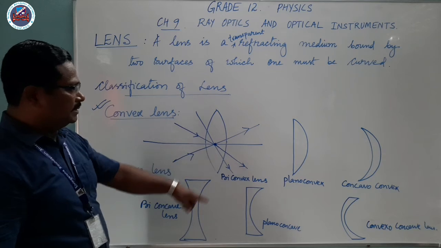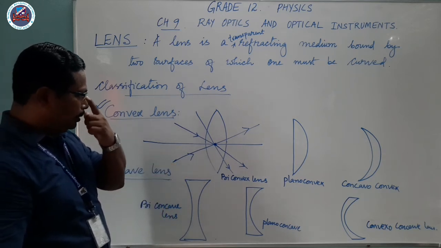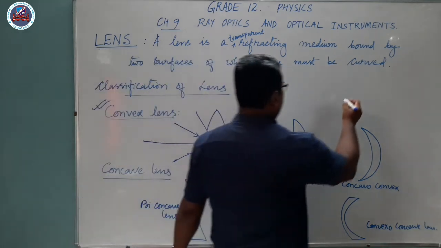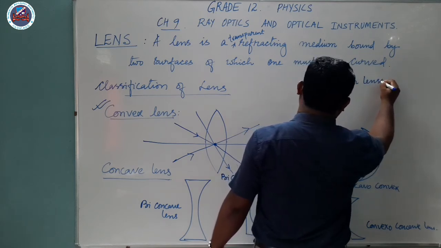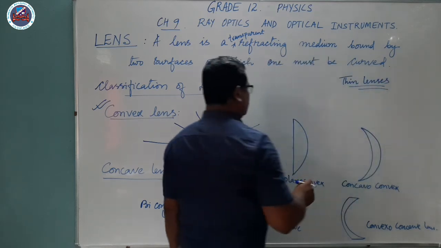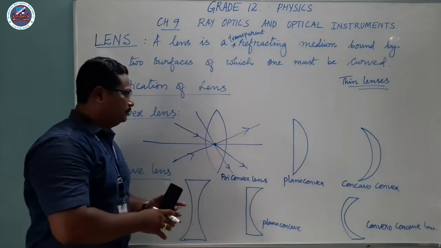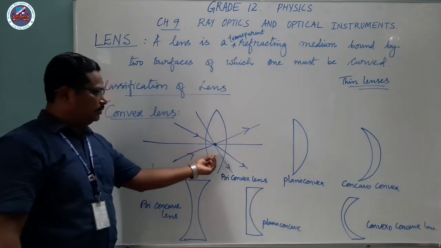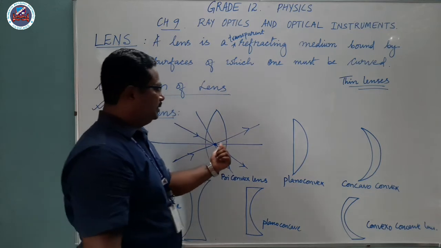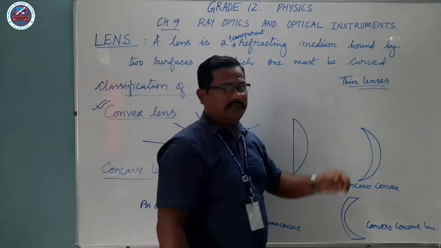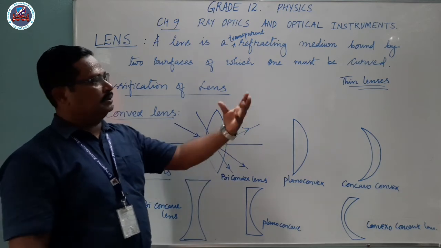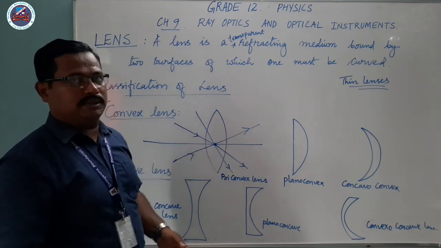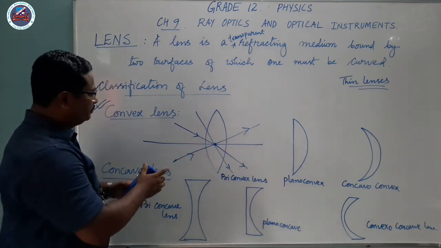And all these lenses that we are talking about are thin lenses. To make it bigger, to visualize it properly, we are drawing it fat. In actual practice, all the lenses are very, very thin. Just you can hold and you can feel it. Just by looking, you cannot make out which is concave and which one is convex.